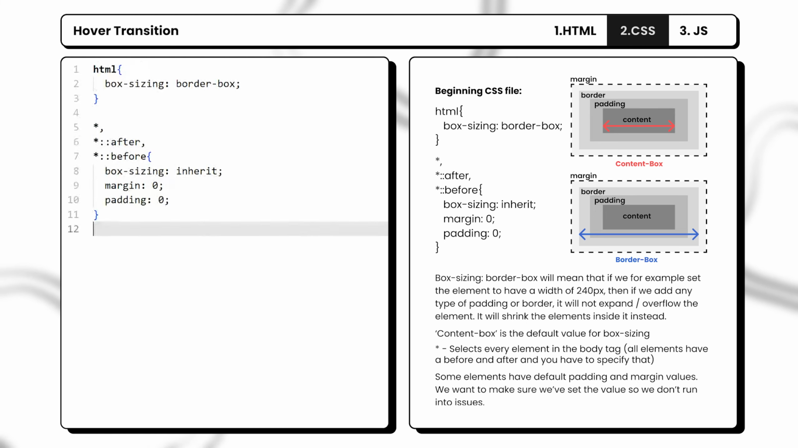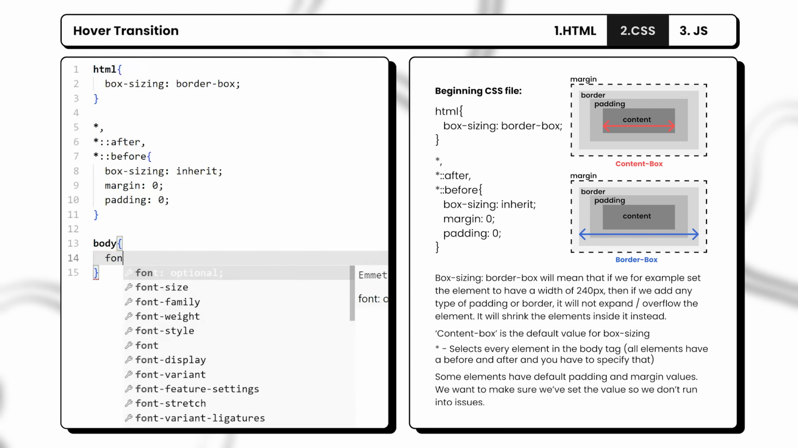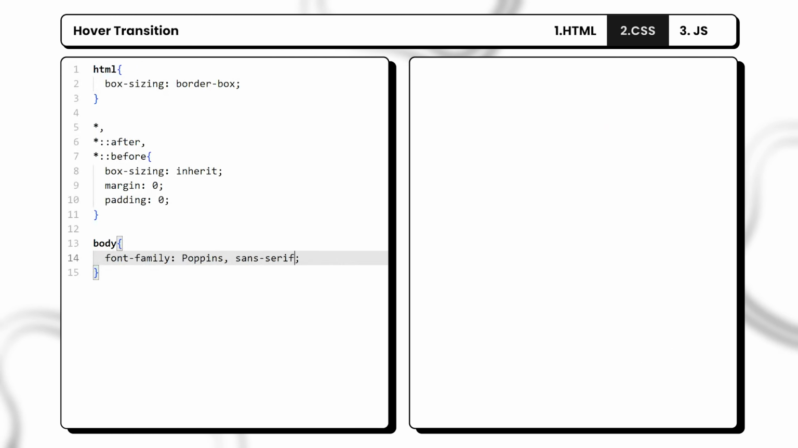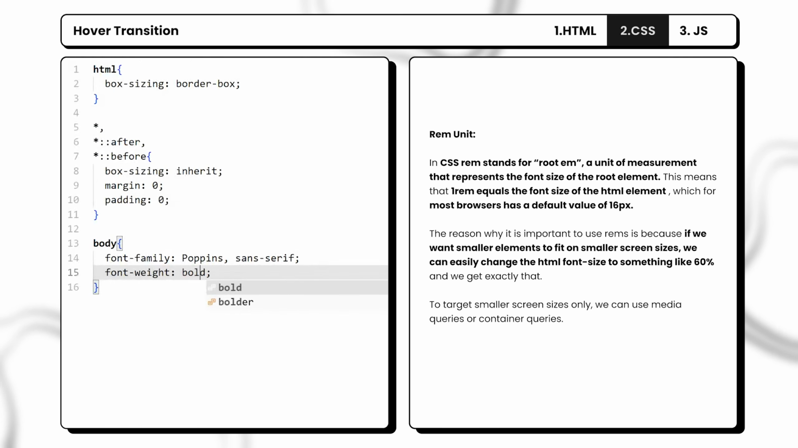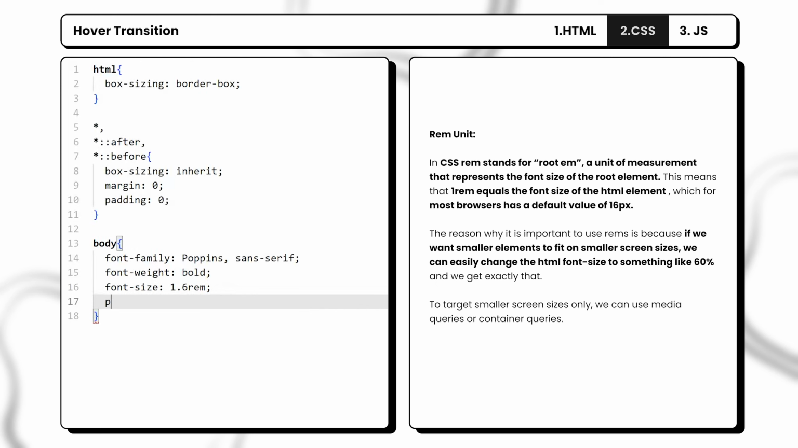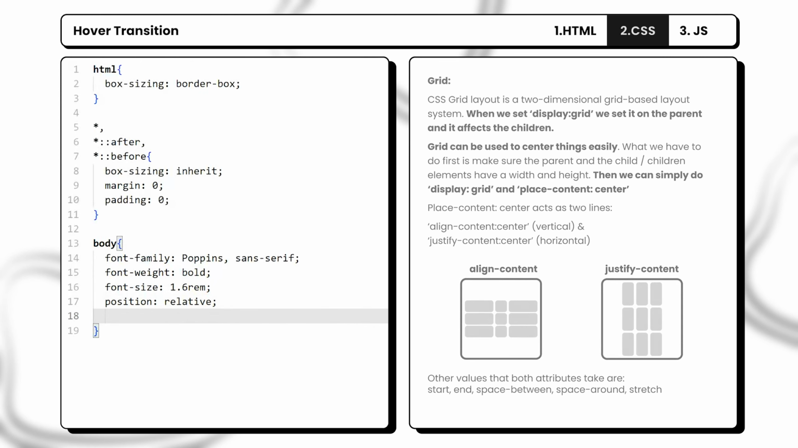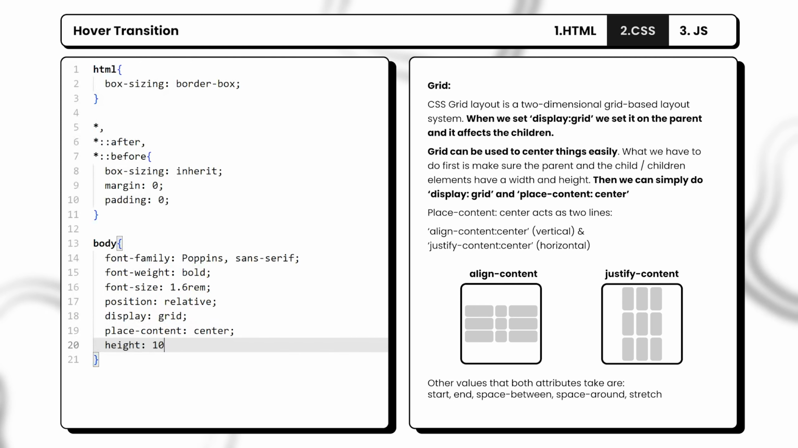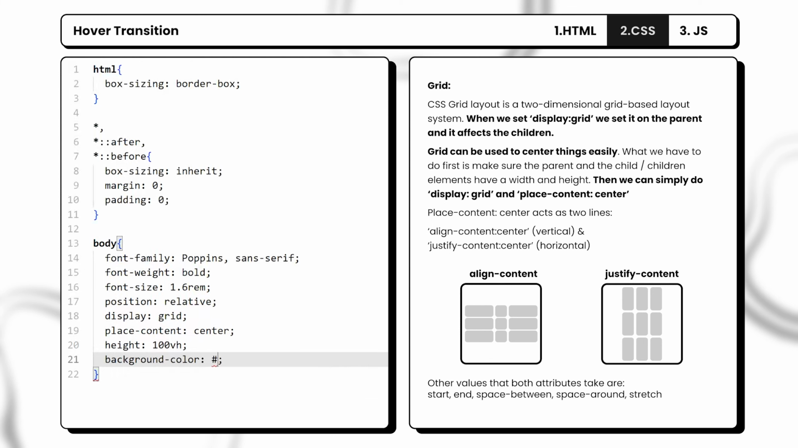Then we will go to the body and add Poppins as the font family. And we will go ahead and add a font weight of bold. And we will also go ahead and set the font size to 1.6 rem. And we will also add a position of relative, a display of grid, and we will set place content to center. And lastly, we will be adding height to 100 viewport height and a background color of white.